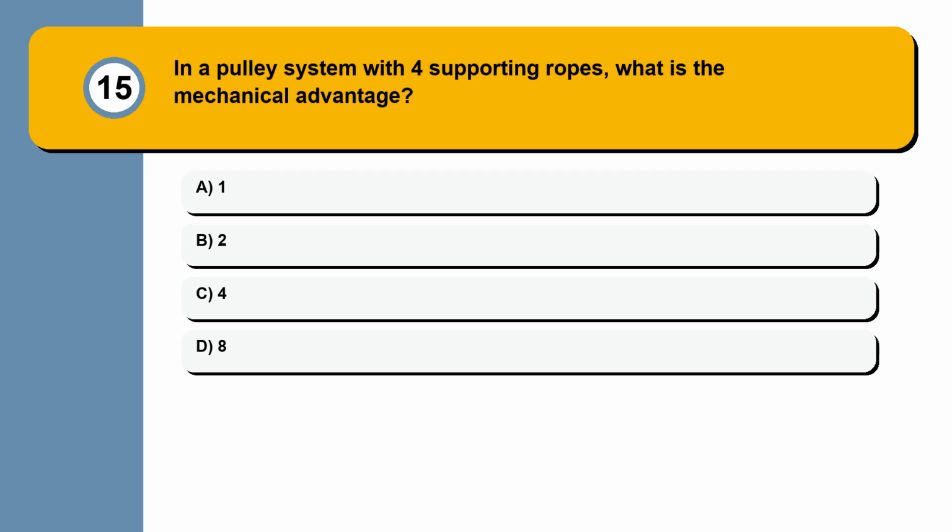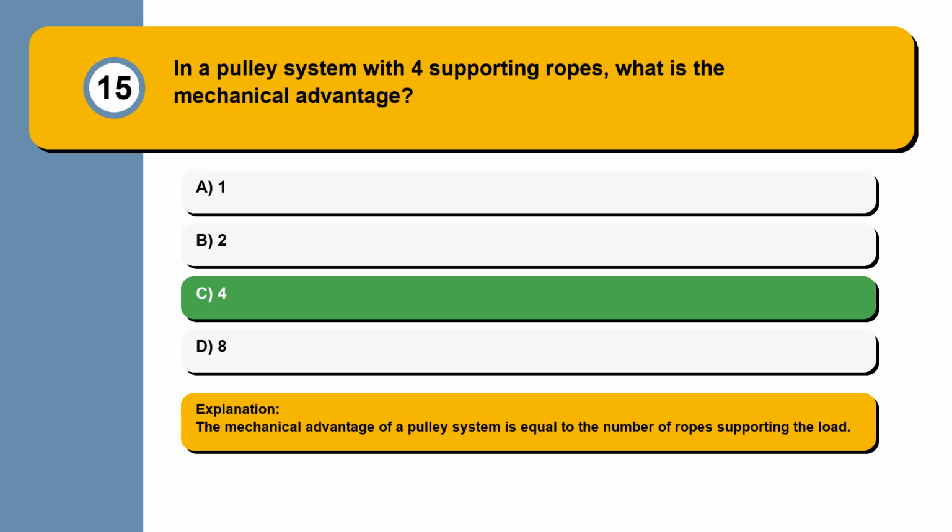Question 15. In a pulley system with 4 supporting ropes, what is the mechanical advantage? 1, 2, 4, 8. The mechanical advantage of a pulley system is equal to the number of ropes supporting the load.